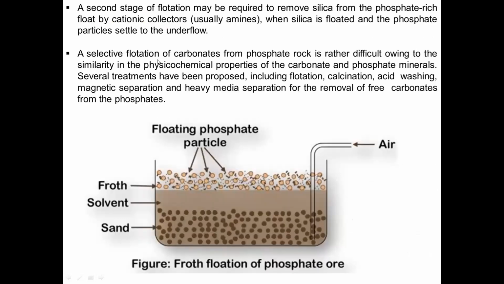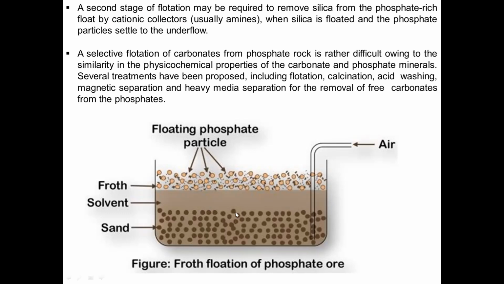A second stage of flotation may be required to remove silica from the phosphate-rich float by cationic collectors, usually amines. When silica is floated, the phosphate particles settle to the underflow. A selective flotation of carbonates from phosphate rock is rather difficult owing to the similarity in the physicochemical properties of carbonate and phosphate minerals. Several treatments have been proposed, including flotation, calcination, acid washing, magnetic separation, and heavy media separation for the removal of free carbonates from the phosphates.